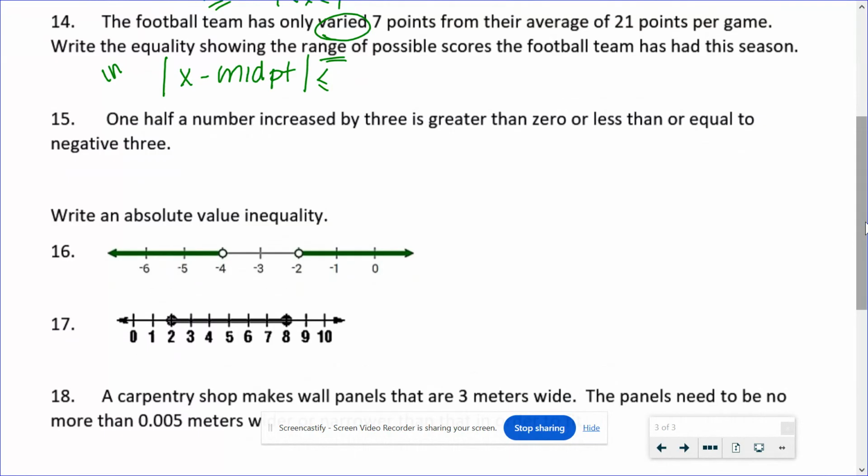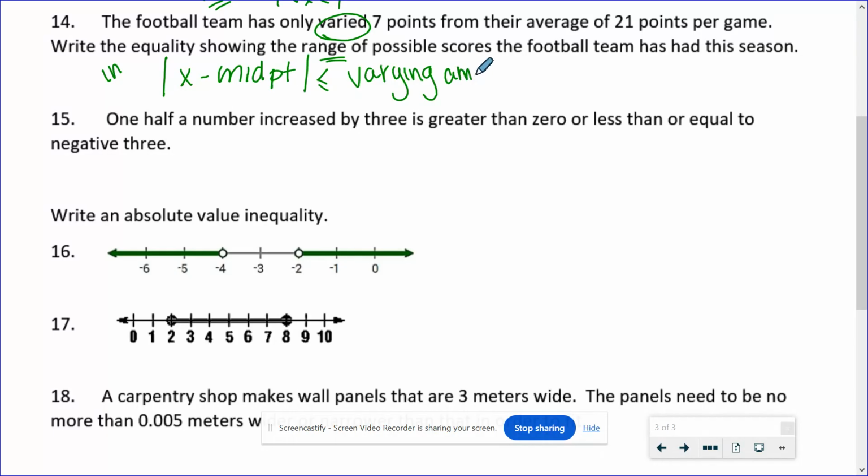The football team has only varied 7 points from their average of 21 points per game. That's supposed to be an inequality showing the range of possible scores the football team has had this season. Maybe some of you recognize that anytime we're talking about varying points and writing an inequality and looking for a range, it's always set up in this format: we take the absolute value of x minus the midpoint and put it less than or equal to how much it varies by.